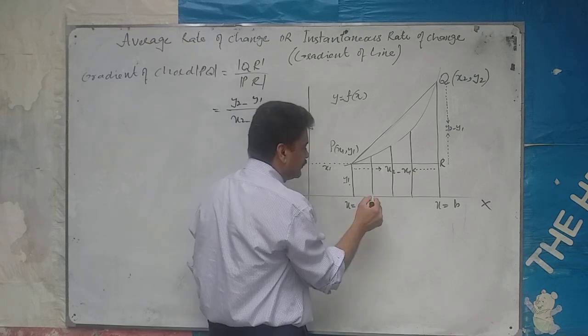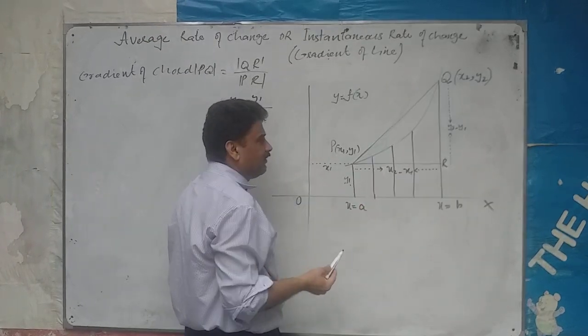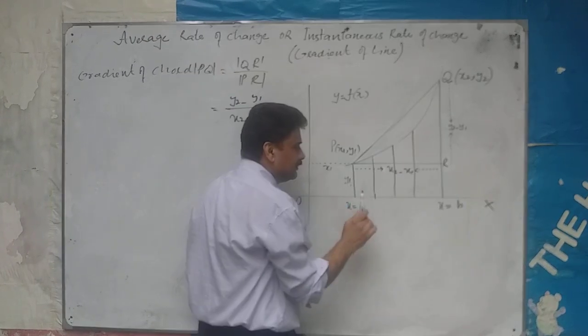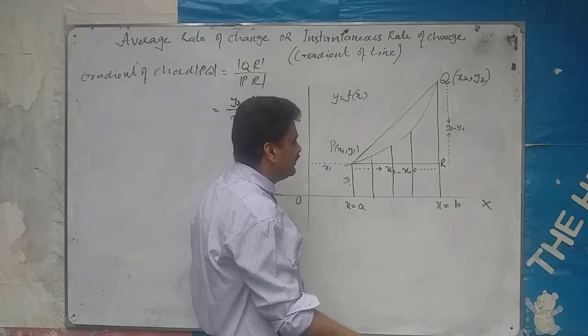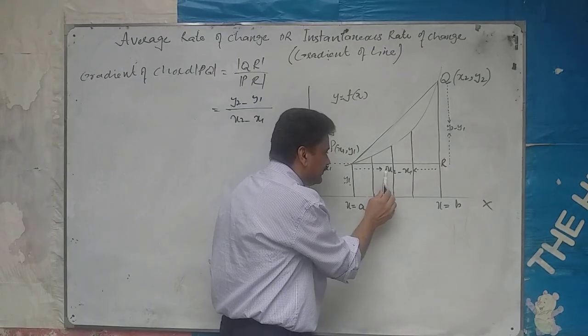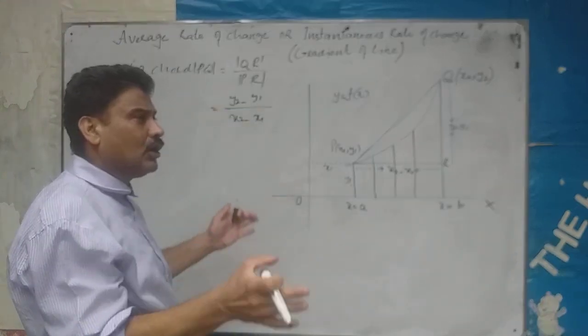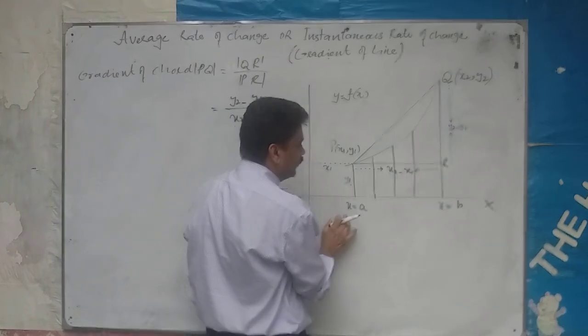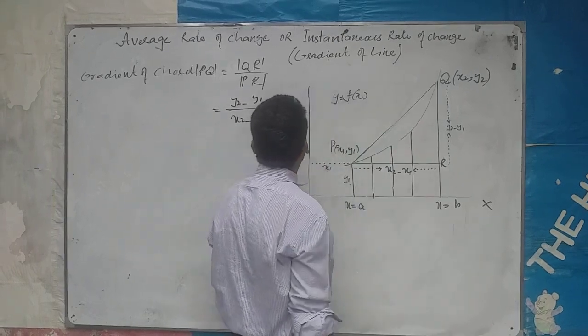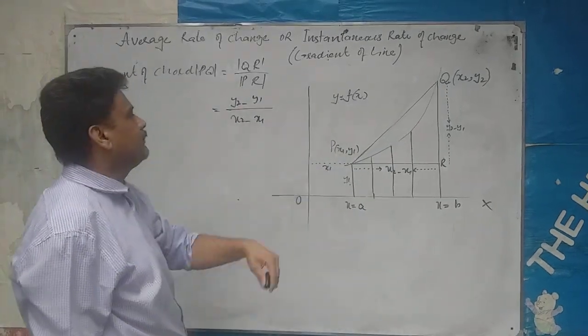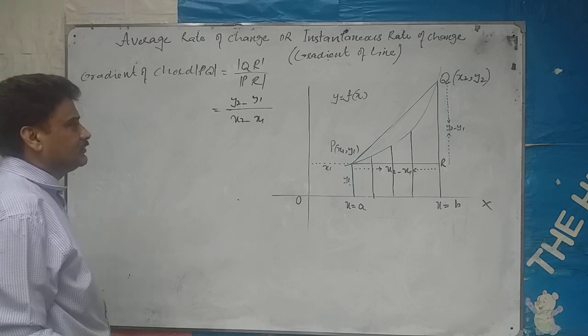For example, the rate of change of y in this interval will be different than in this interval. So we find average rate of change of y throughout the whole interval from x equal to a to x equal to b. So this is called average rate of change of y with respect to x.